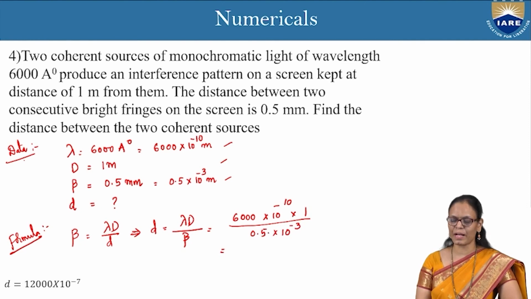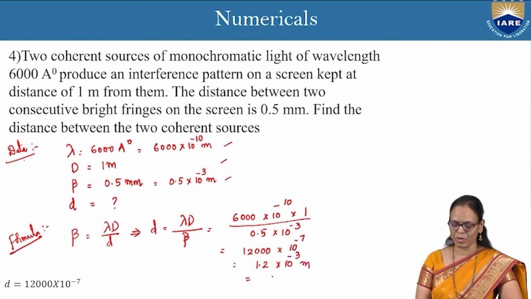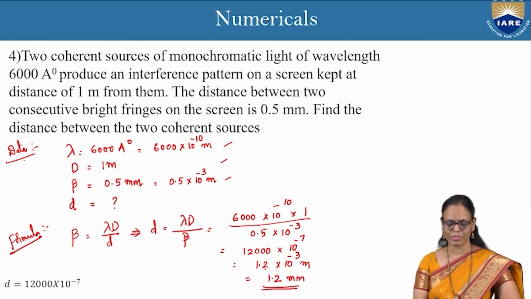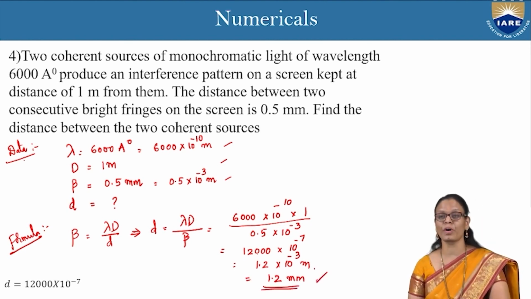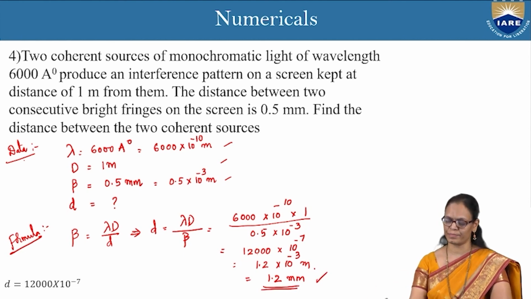So 6000 by 0.5 will give us 12,000 into 10 power minus 10 minus 3, which goes up to plus 3. So 10 power minus 7. So if I shift the decimal places, we can write it as, 4 decimal places I have shifted, so 1.2 into 10 power minus 3 meter or 1.2 millimeter because 10 power minus 3 is milli. So the distance is 1.2 millimeter.